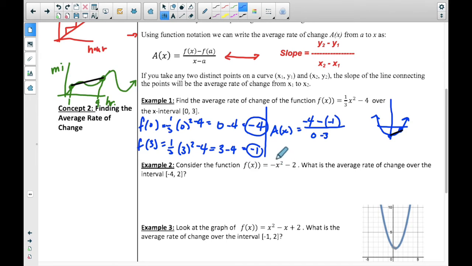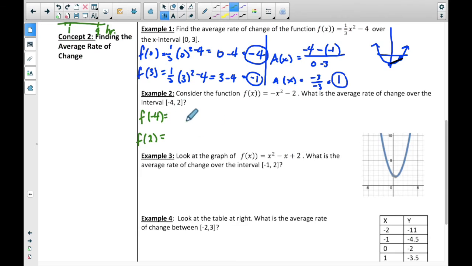And now I just need to simplify this. So when I simplify it, I get negative 3 over negative 3, which in any case is going to be 1. Now we don't know 1 what. Is it 1 mile per hour, 1 mile per gallon, 1 beat per minute? We don't know, but whatever it is matches up with the rate of change on this graph, and so it is 1. If we had a unit, we would put our units on it, but we don't know what that is. All right, let's take a look at the next one.